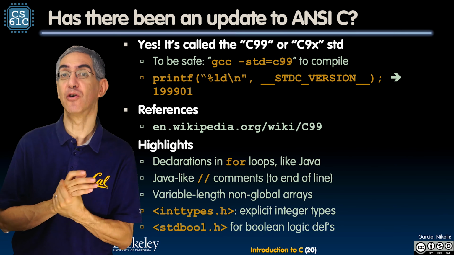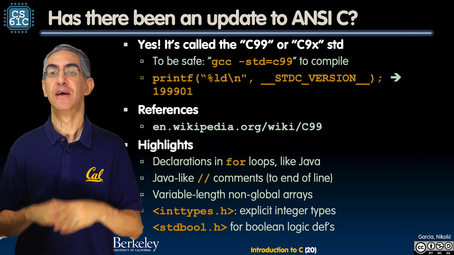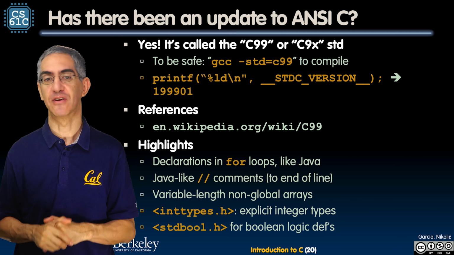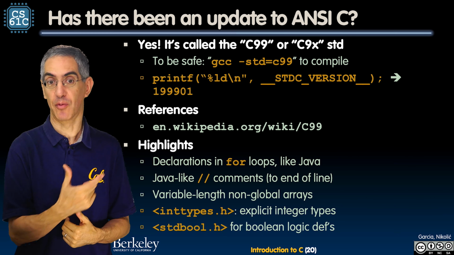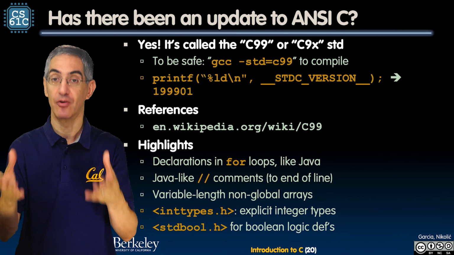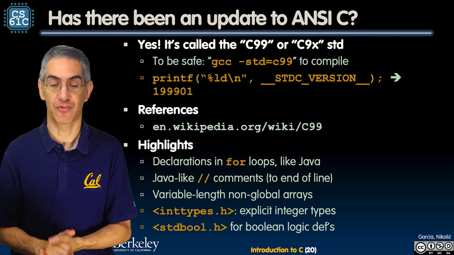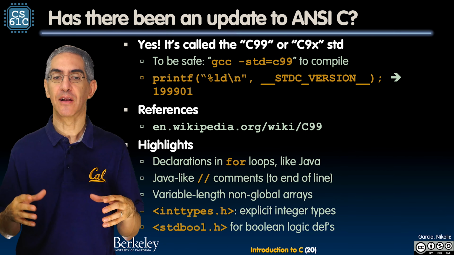The way you can find out what version of C you're running is this little printf. If you say printf %ld, long decimal, and you have this constant, standard C version, it'll tell you what number that is. And that is a number, which is 199901. It's just a big number, but that's the actual date of the release of the version you're working with. Actually, the compiler you're working with, really. References, there's a Wikipedia link to that.